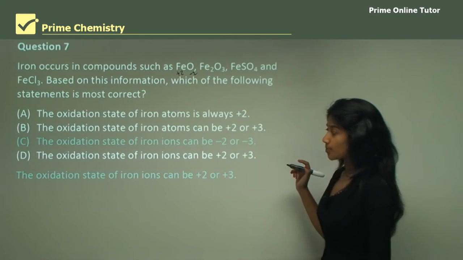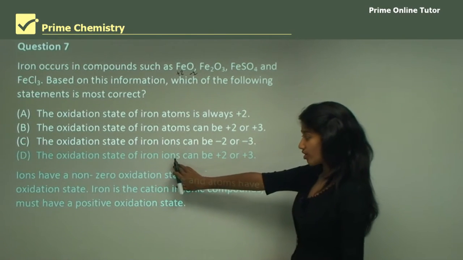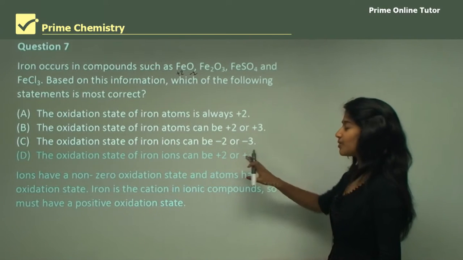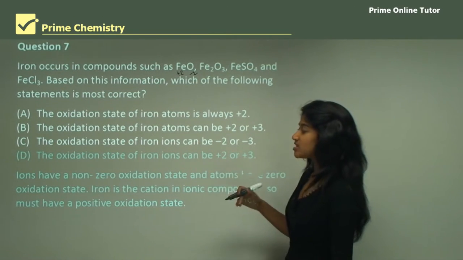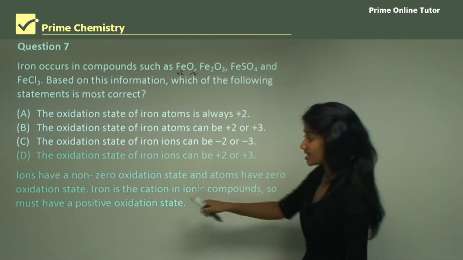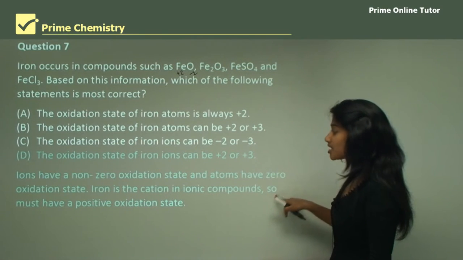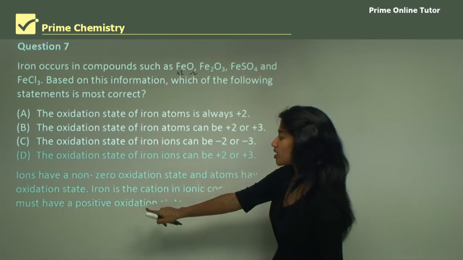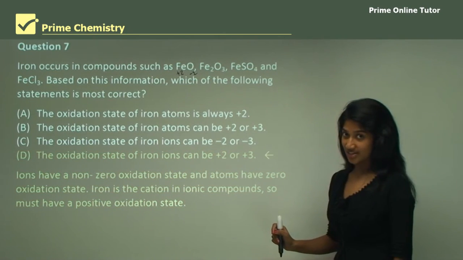So let's consider option D now. The oxidation state of an ion can be +2 or +3, and that is correct. Ions have a non-zero oxidation state and atoms have 0 oxidation state. Iron is a cation of ionic compounds, so it must have a positive oxidation state. Therefore, D is the correct answer.